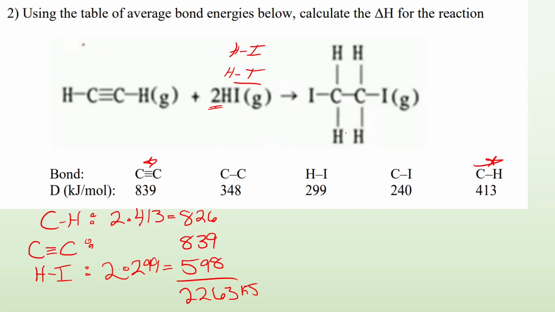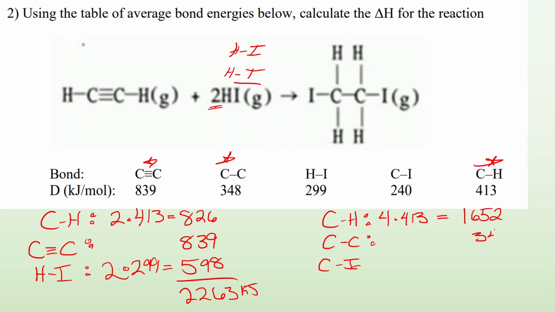So now I can take a look at my products. And what bonds did I make? Well, I still have carbon-hydrogen bonds. I also have carbon-carbon single bonds, and I also have carbon-iodine single bonds as well. So let's start with carbon-hydrogen. I have 4 of them. They're each 413. So when I make those 4 bonds, I end up with 1652 kilojoules being released. That carbon-carbon single bond, I only have 1 of them, and it is 348 kilojoules.